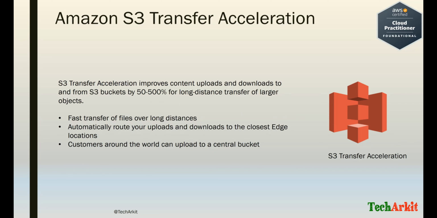The next one is S3 Transfer Acceleration. S3 Transfer Acceleration improves content uploads and downloads to and from S3 buckets by 50 to 500% for long distance transfers of larger objects. For example, say you have a 1 terabyte object, which might be a database file or a tar file or anything you want to upload to the S3 bucket, right? That takes longer if you do a regular upload.